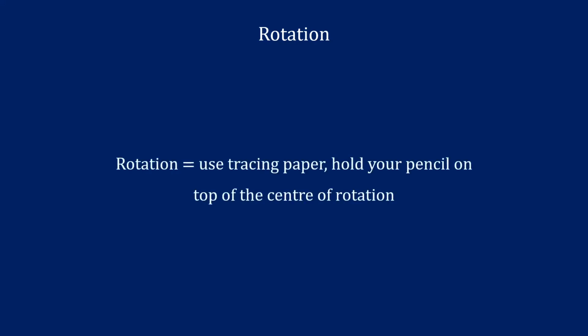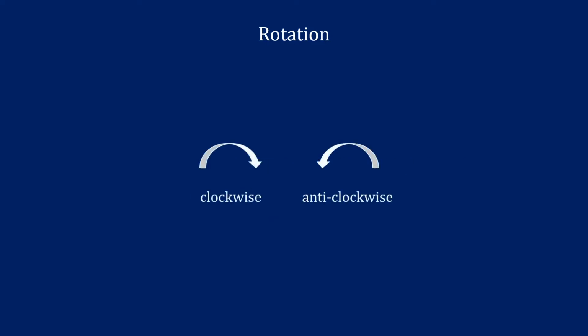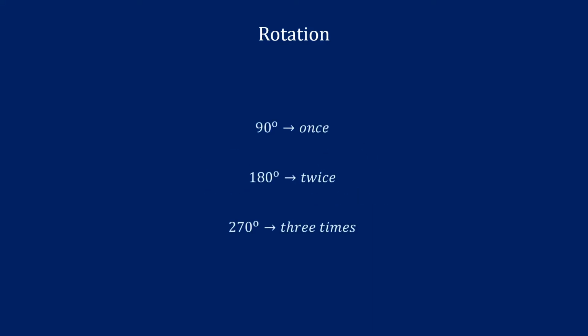Recap time. Alright, rotations. You're gonna use tracing paper. Make sure that you're holding your pencil on top of the center of rotation and very firmly. I mean, don't go through the tracing paper, but as firm as you can. Then, you need to know the directions. You need to know how clockwise goes and how anti-clockwise goes. And finally, you need to know how many times you're rotating. So 90 degrees once, 180 twice, 270 3 times. That's pretty much it. It's pretty simple. It's probably the easiest one of all the transformations.